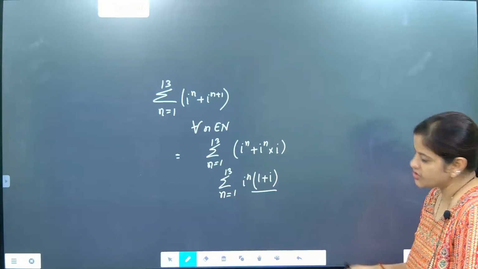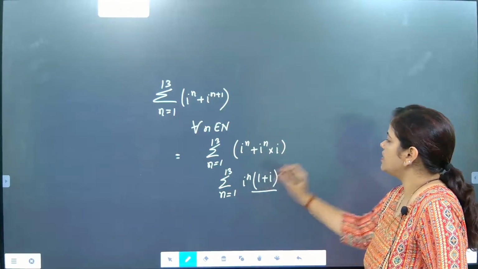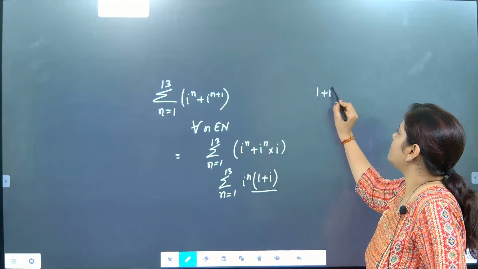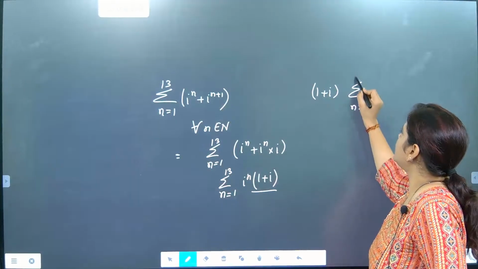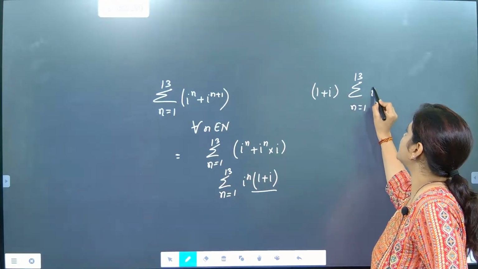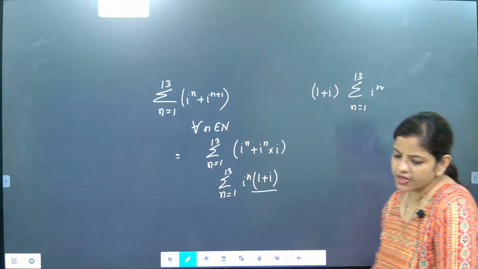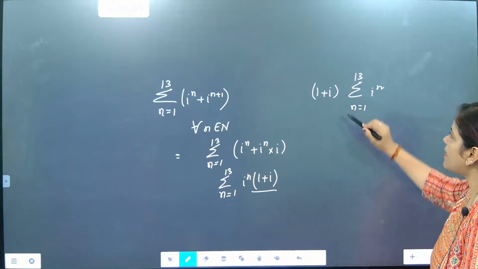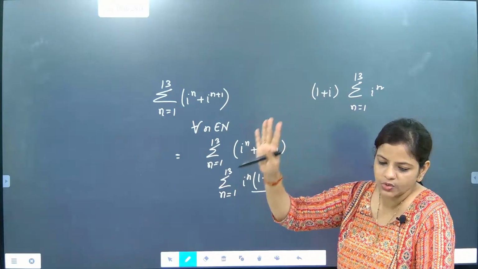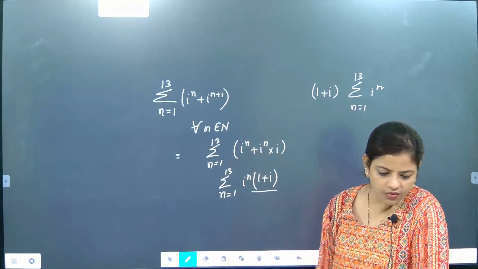Now let's solve this question. Once this comes out, we get 1 plus i, and here the summation n equals 1 to 13, i to the power n. Now it is totally different. Now you are exactly getting i to the power n summation n equals 1 to 13. Now it is grounded.